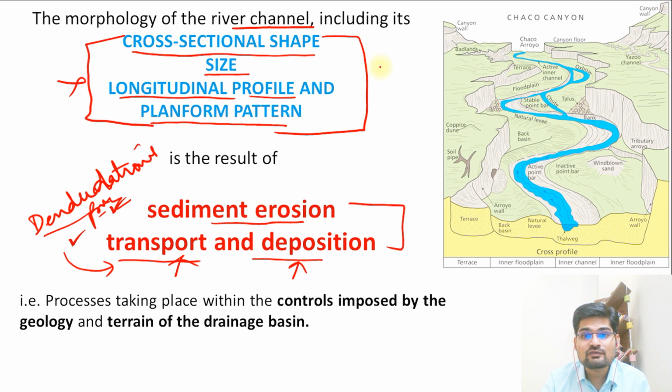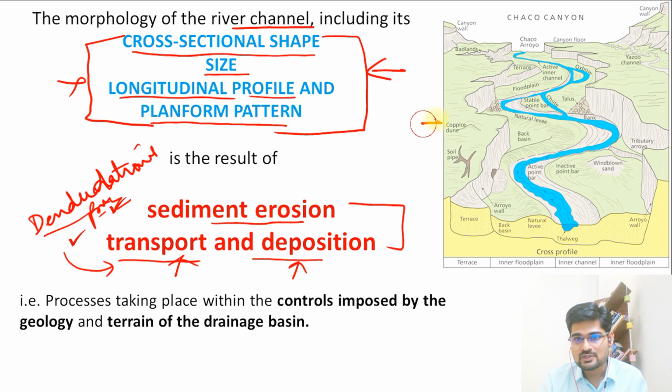So these four factors governing the shape or the morphology are whose function? The function of these denudational processes. As these processes vary, accordingly the shape of the channel also varies, the size also varies, the profile also varies.